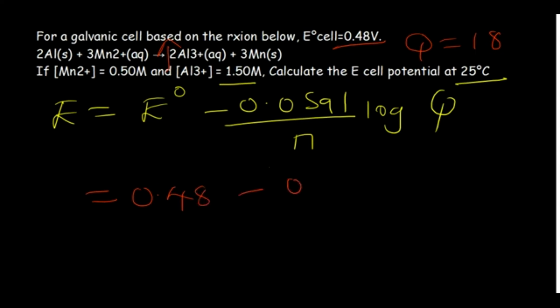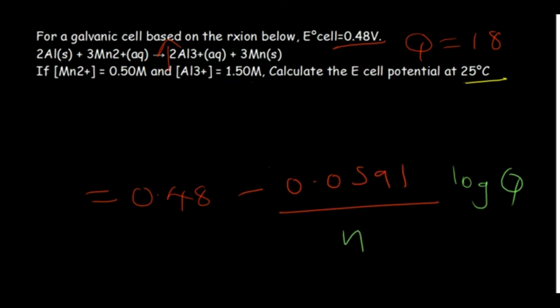And then 0.0591, our n takes us back now to the number of electrons that are being transferred. So now this will help us. That's why it was very cardinal of us to understand how we split the given reaction. So this is over n. Let's try to see what we have now. So what we have now, of course, is log 18 in terms of our quotient Q.